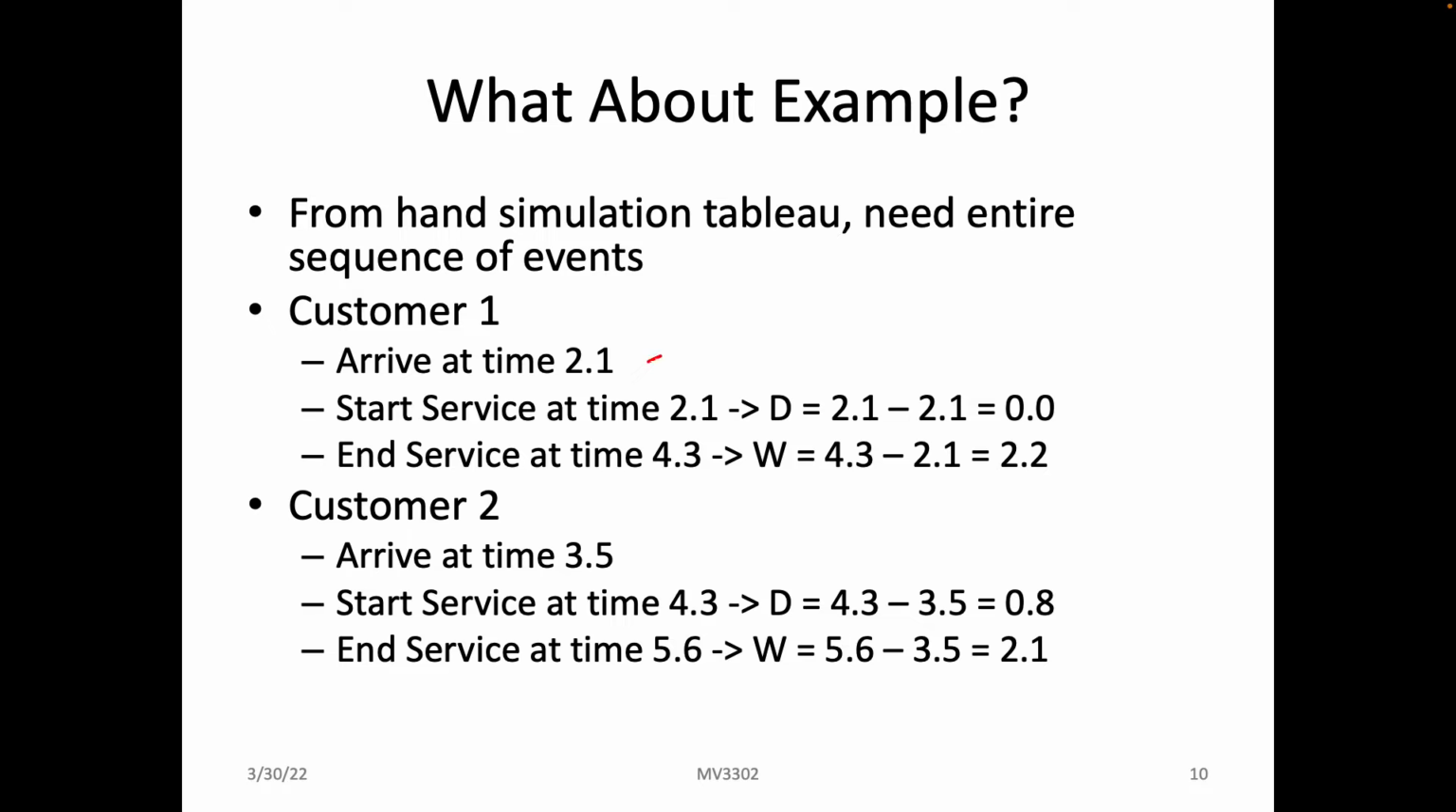So first customer arrives at time 2.1. They start service at time 2.1, so their delay in the queue was 0. The second customer arrived at time 3.5, but they didn't start service until 4.3, so their time in the queue was 0.8. So how would you find the average delay in the queue for at least these two customers?